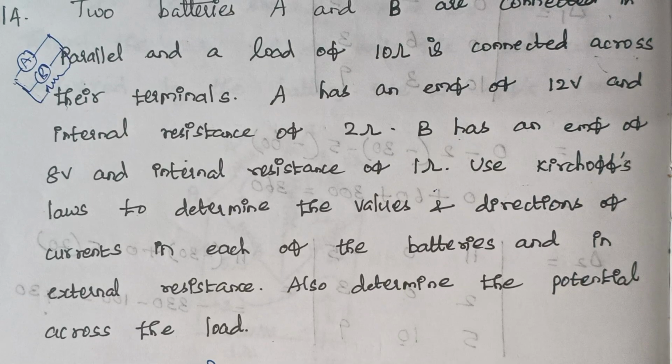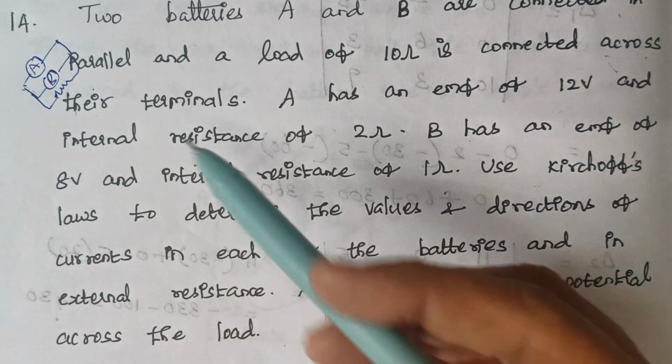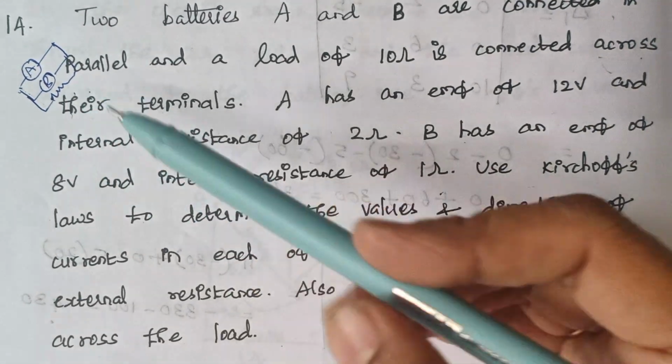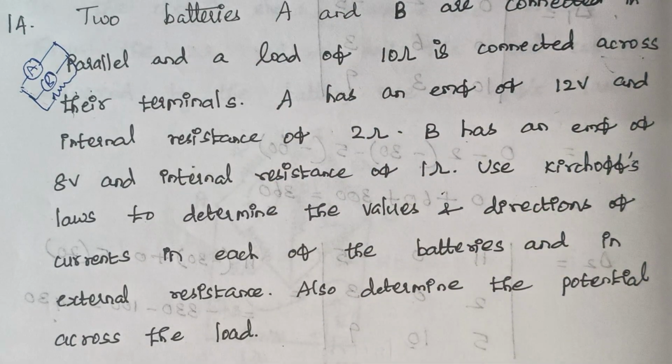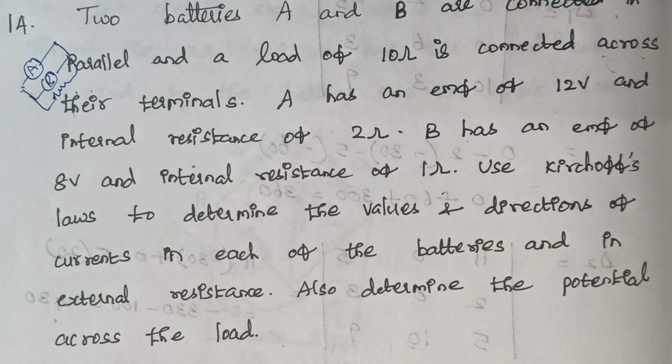Also determine the potential across the load. So here the load is 10 ohm resistance. What do you mean by potential? Potential is nothing but voltage across the load or voltage drop across the load. Anything is fine. Now we have to draw this diagram.